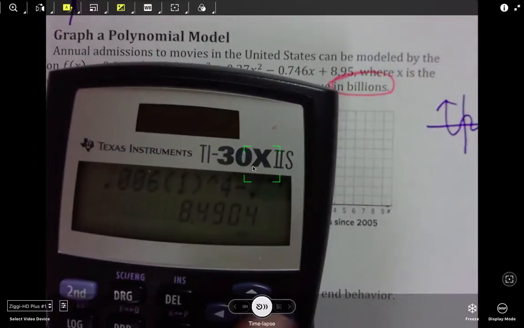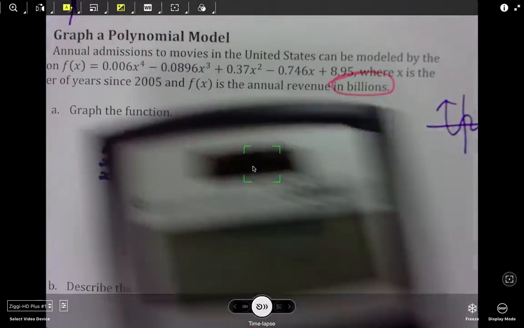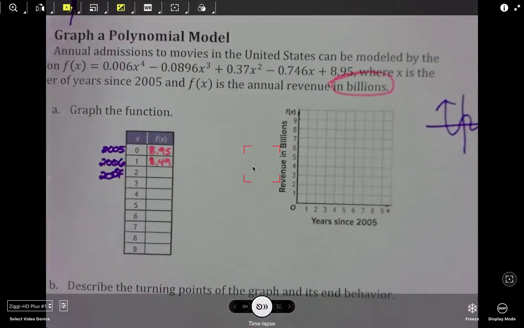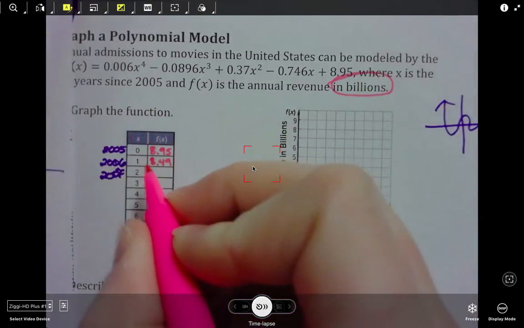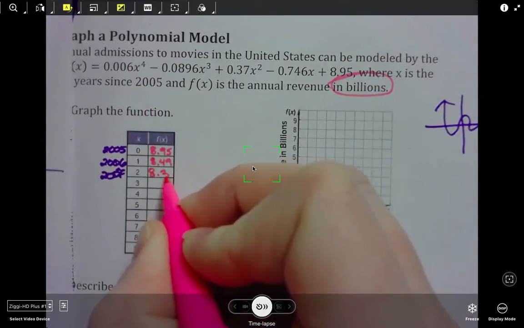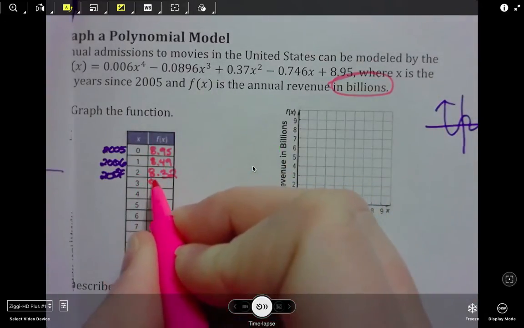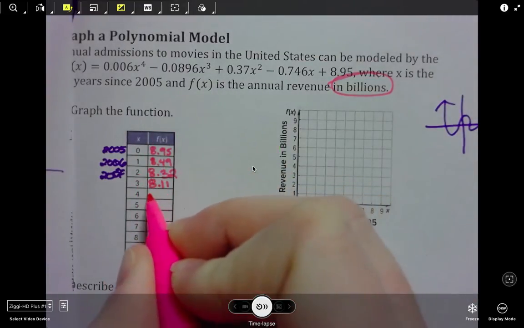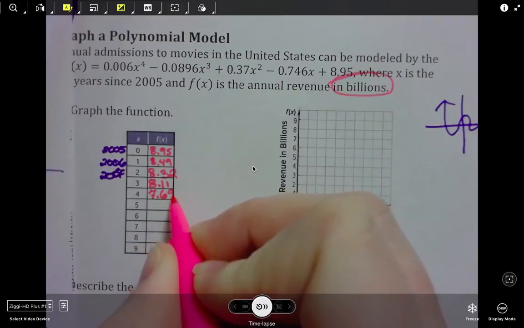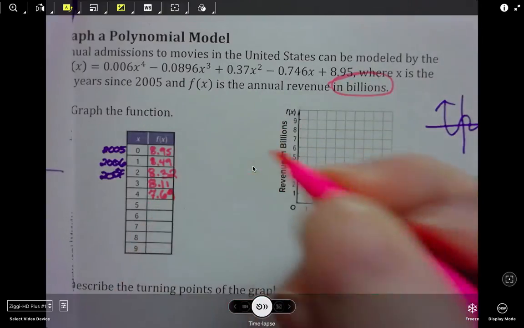Again, you can hit that up arrow and change those numbers out if you want to complete that table. I went ahead and did that for us. So the next number is 8.32. Okay, then 8.11. Then 7.69. These numbers are getting smaller and smaller as we go.